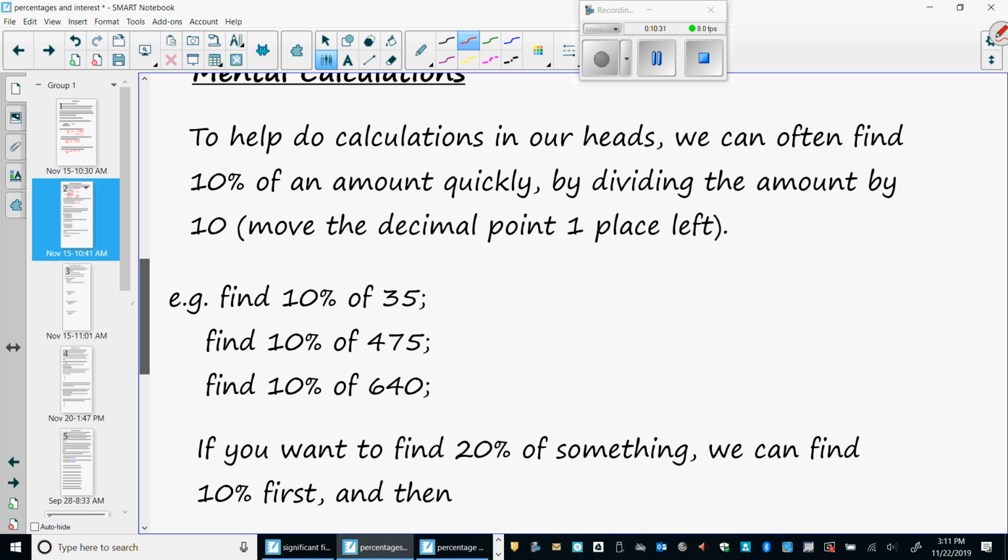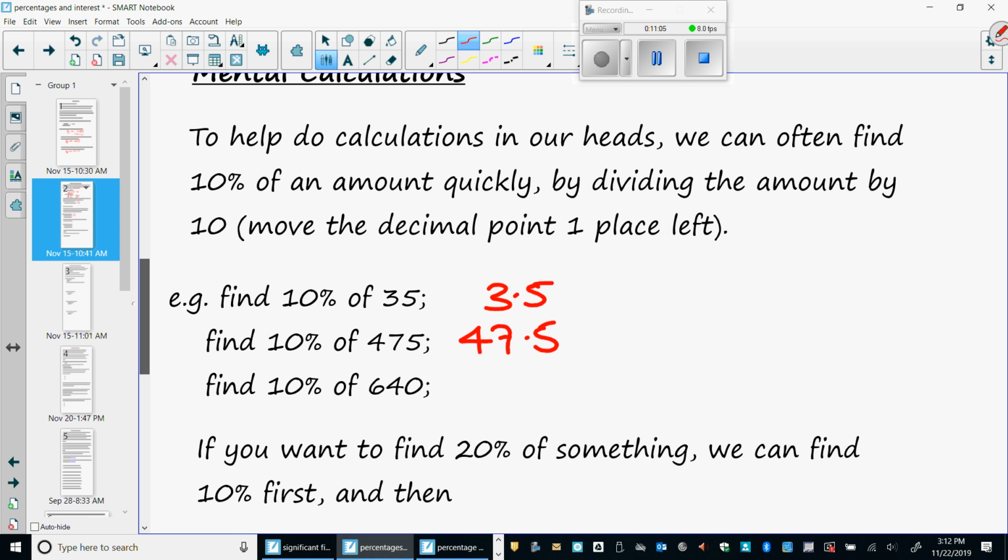So if we're trying to find 10% of something, the speedy way of doing it is to divide that number by 10, because there are 10 lots of 10% in the whole amount. There are 10 lots of 10% in 100. So you're going to divide that by 10. Quickest way of doing that is to move the decimal point one place to the left. Equally it's at the end here. We'd move it one place back. It would be 3.5. What's 10% of 475?